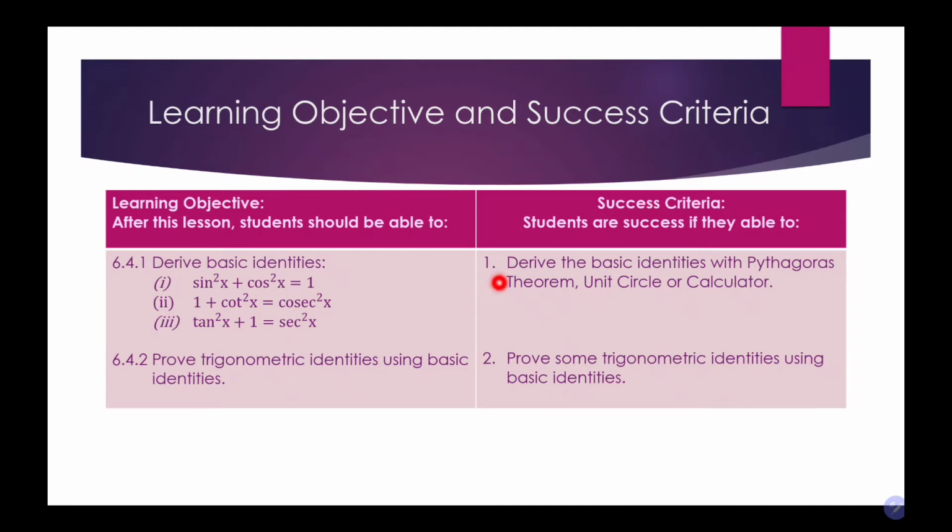So, students are successful if they are able to derive the basic identities with the Pythagoras theorem, unit circle or calculator. Alright? And then our second learning objective here is 6.4.2: prove trigonometric identities using basic identities. So, students are successful if they are able to prove some trigonometric identities using the basic identities here.